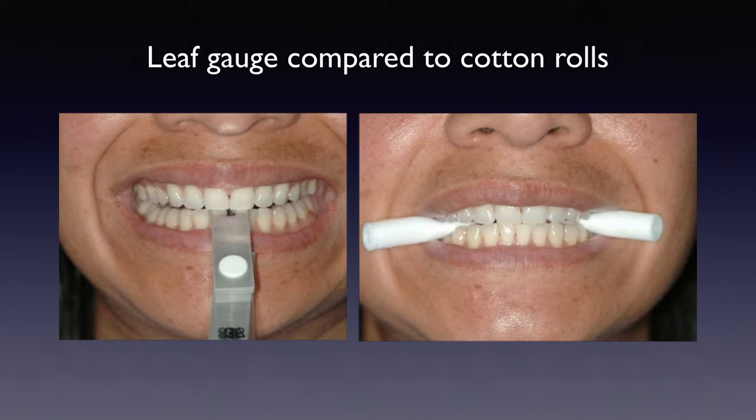On the left, a leaf gauge is being used to separate the posterior teeth, and on the right, cotton rolls are being used to accomplish the same thing.